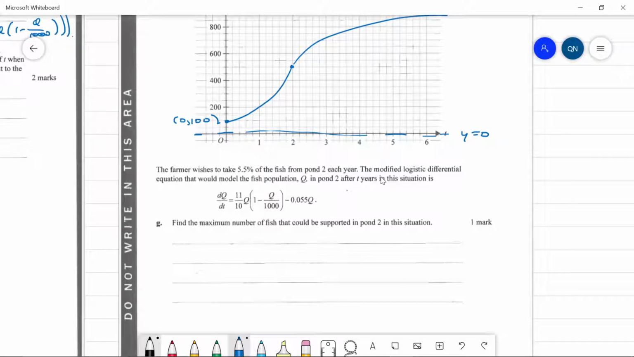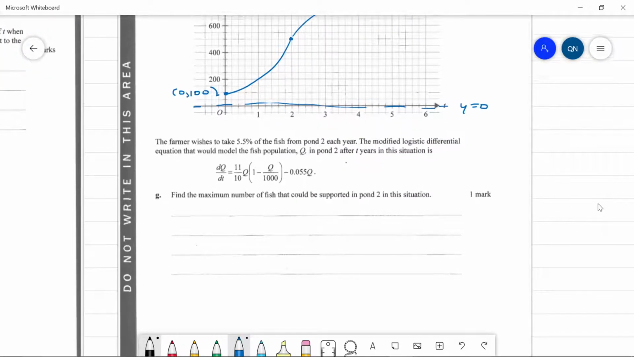Okay. The farmer wishes to take 5.5% of the fish from pond 2 each year. The modified logistic differential equation that would model the fish population Q in pond 2 after t years is, in this situation, this thing. Find the maximum number of fish that could be supported in pond 2 in this situation.